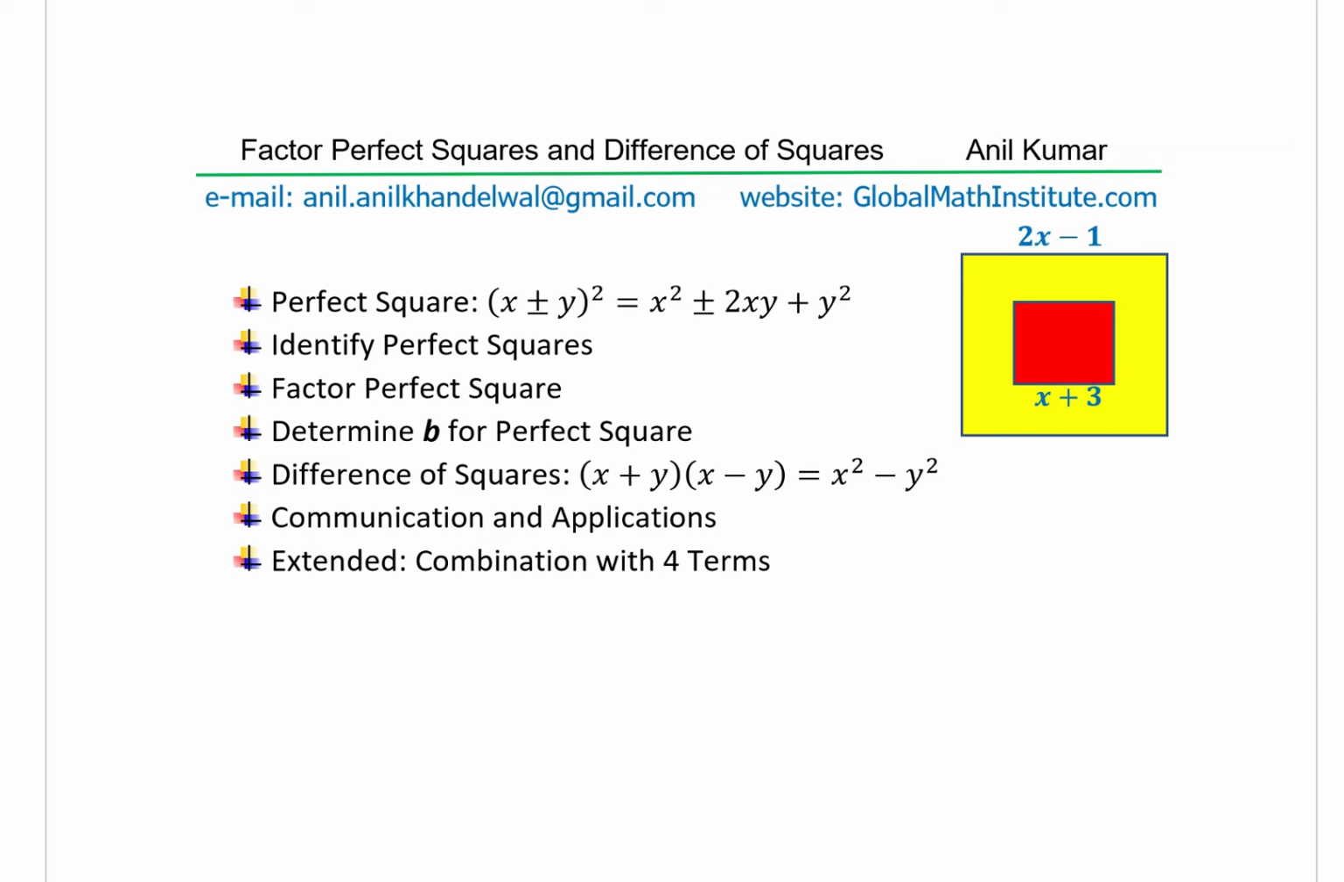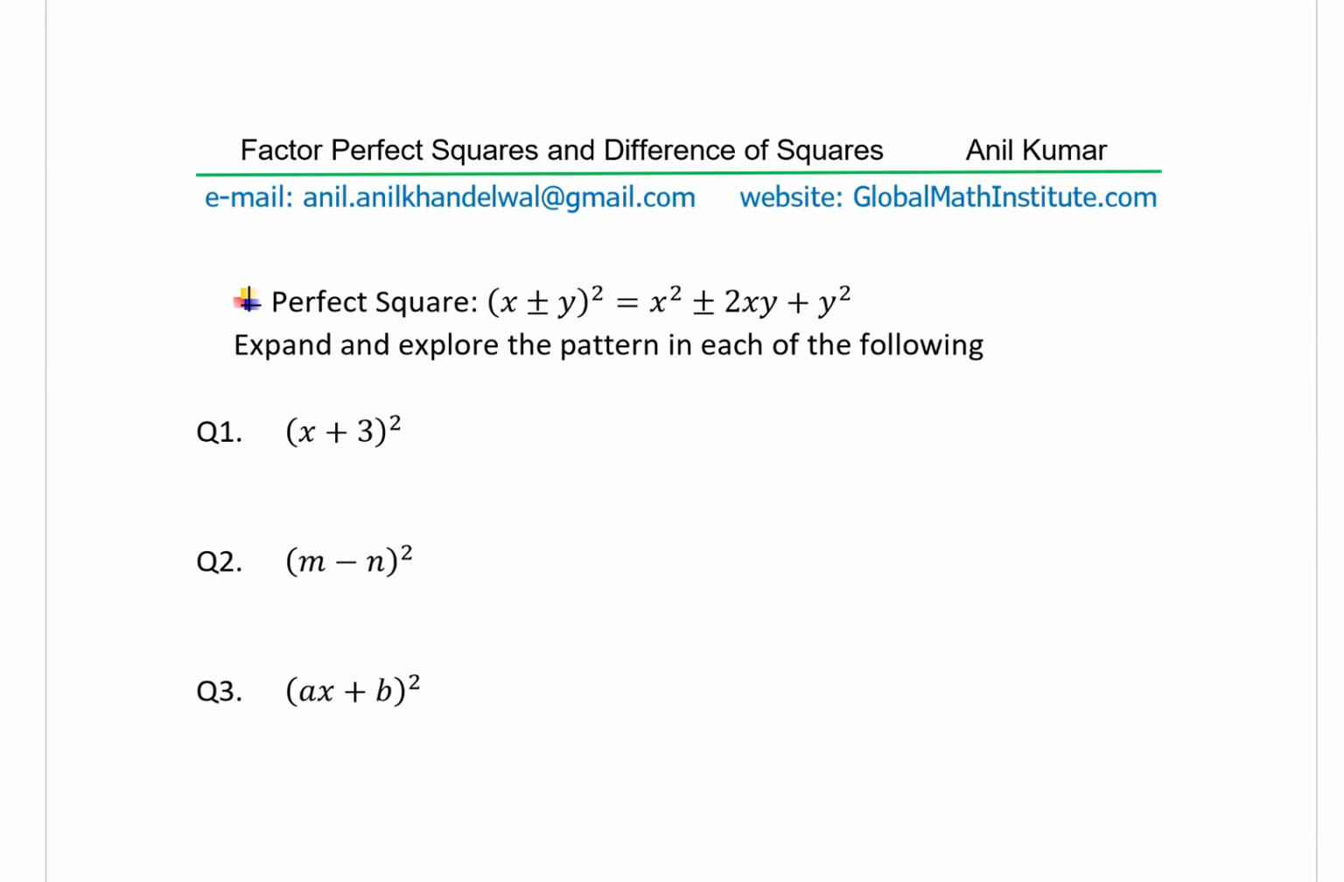In this video, we'll discuss perfect squares and difference of squares. We'll begin with the concept of perfect squares, identify trinomials which are perfect squares, and then we'll do factoring. We'll also find the parameter b for a perfect square. And then we'll look into difference of squares and have some communication application questions followed by a combination with four terms. So let's take up the major topic, which is to understand the perfect squares.